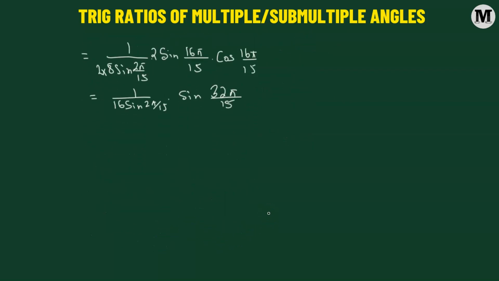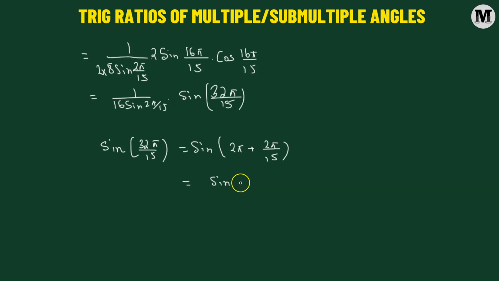Okay, so let's do one thing. Let's try to simplify 32 pi over 15. So how shall we do it? Sine 32 pi over 15. So that can also be expressed as sine of 2 pi plus 2 pi over 15. Now the reason why we're writing in this fashion, because sine of 2 pi plus theta, that's simply sine theta. So we'll get sine 2 pi over 15. Here we have used the fact that sine of 2 pi plus theta will be equal to sine theta. Sine is a periodic function.